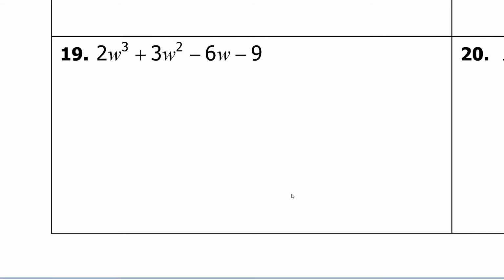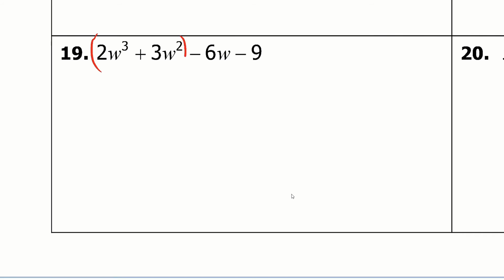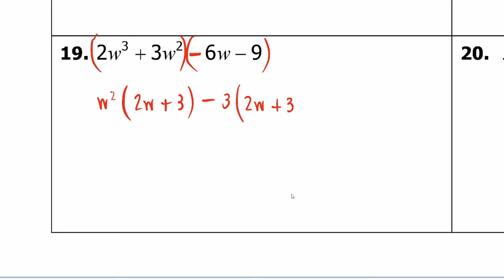We're done. Number 19, group it. We've got w squared out of this first group. That leaves me with 2w plus 3. We always start with that sign. That's a minus. What can we pull out of 6w and 9? 3. So we pull out a negative 3. Let's see what that leaves me with. Negative 6w divided by negative 3 is positive 2w. Negative 9 divided by negative 3 is positive 3. So my 2 factors are, what did I pull out? w squared minus 3. And what was left inside? 2w plus 3.